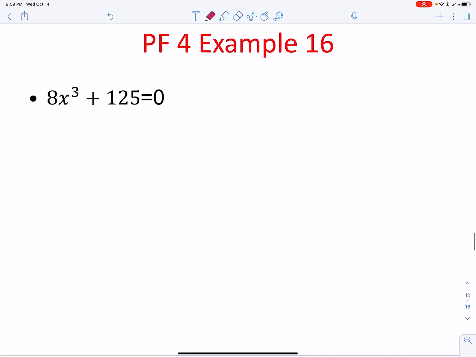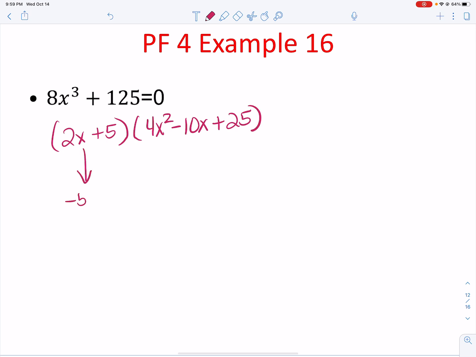Okay, example 16, perfect cubes. So this is going to be 2x plus 5, and then it's going to be 4x squared minus 10x plus 25. Okay, and so if I solve this one, that would be a negative 5 halves. If I do this one, I really don't want to complete the square because I said I don't care what you do. I'm going to do negative b plus or minus the square root of b squared minus 4 times a times c all over 2a.